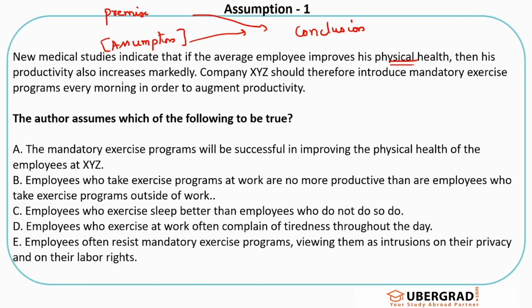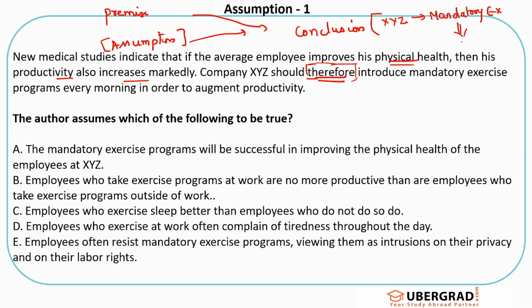New medical studies indicate that if the average employee improves his physical health, then his productivity also increases markedly. So that's a factual statement, according to the author. Company XYZ should therefore introduce mandatory exercise programs every morning in order to augment productivity. These are the keywords for us: therefore, hence, so, which means that the author is trying to make some conclusion. What is the conclusion?